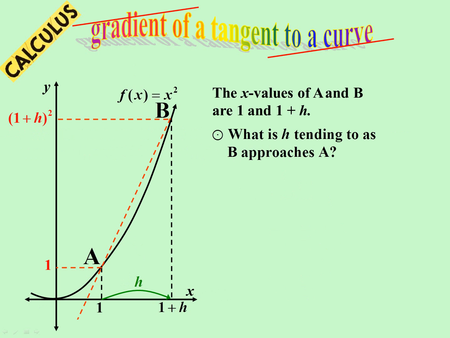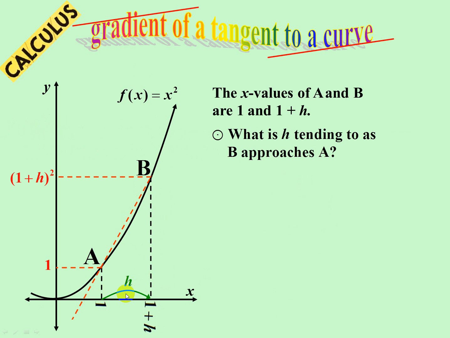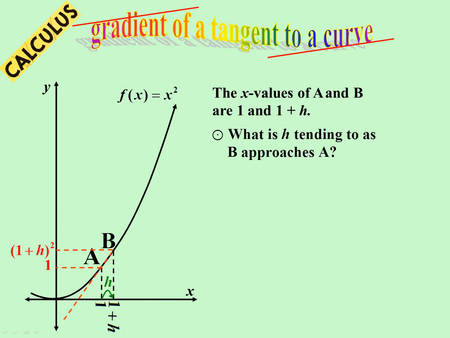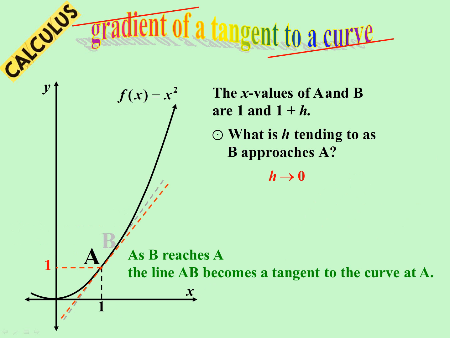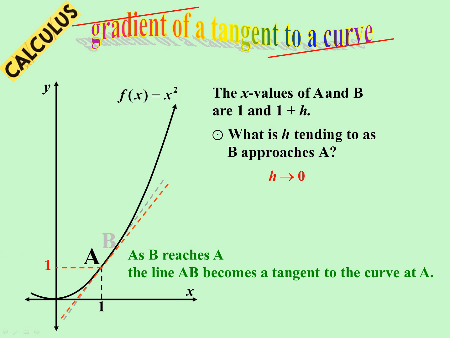Now, what is h tending to as B approaches A? So as B goes towards A, notice what's happening to h. h is tending to 0. As B reaches A, let's have a look at that again. As B reaches A, this line becomes a tangent. Notice that when B is up there, there's the line. Now, as B reaches A, this whole line turns, and we end up with a tangent to the curve.